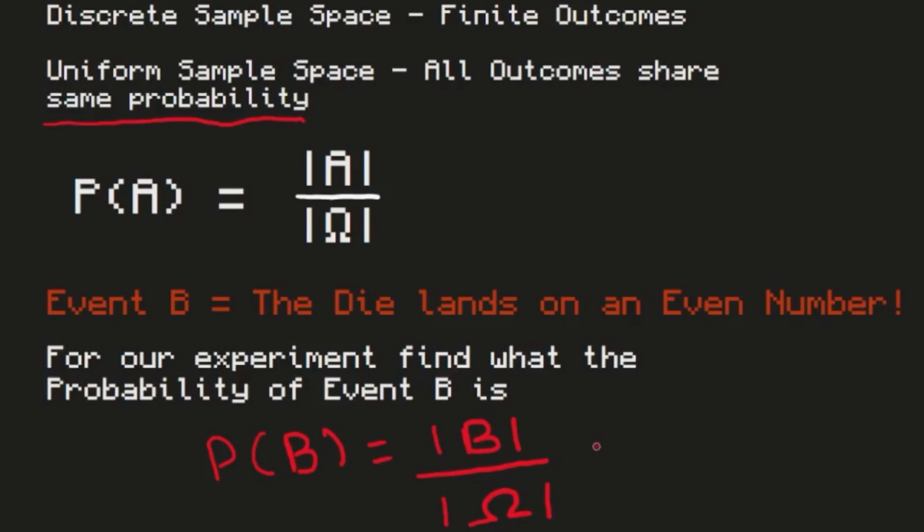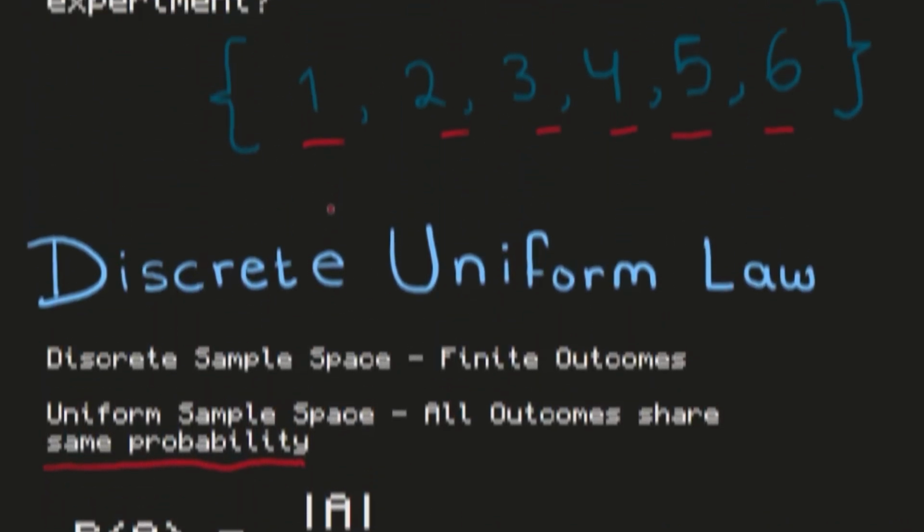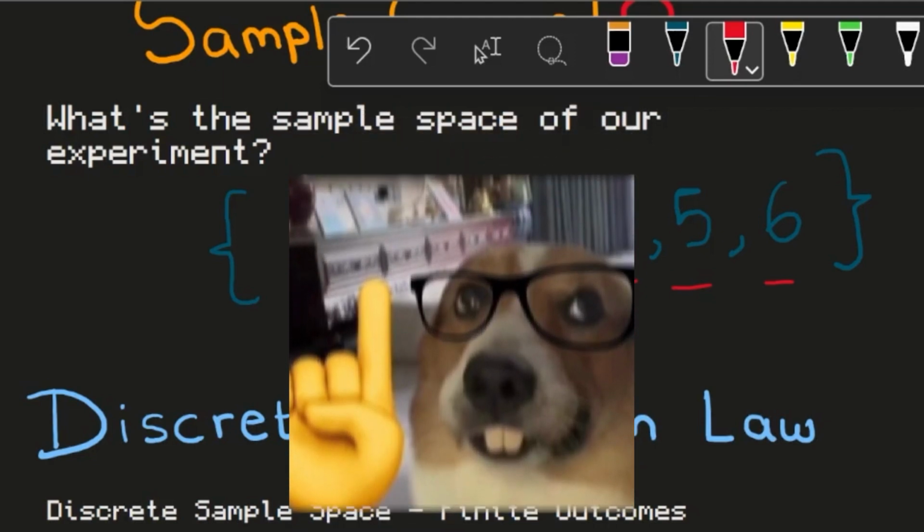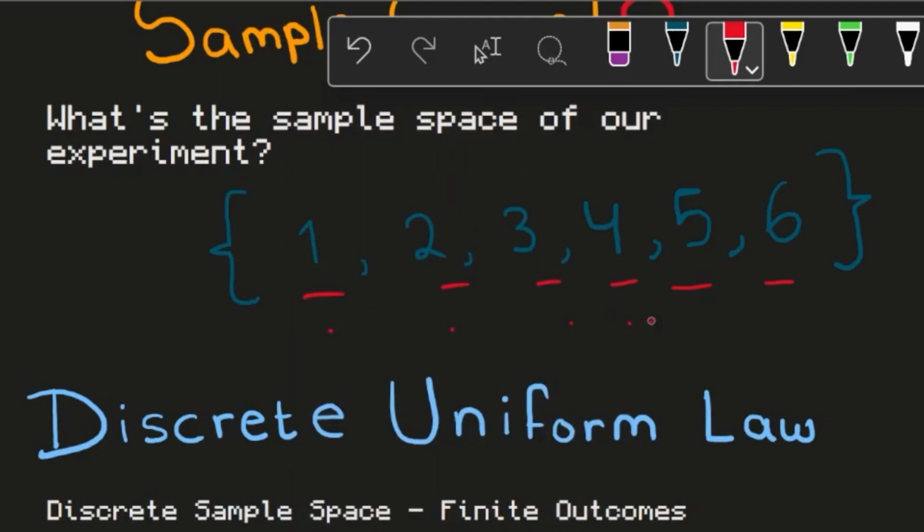Let's start with the cardinality of our sample space since that's easier. Cardinality is just a fancy word for the number of elements in a given set. The number of elements in our sample space, if we use our advanced counting techniques, it's 1, 2, 3, 4, 5, 6. There's 6 elements in our sample space, so the cardinality of our sample space is 6.